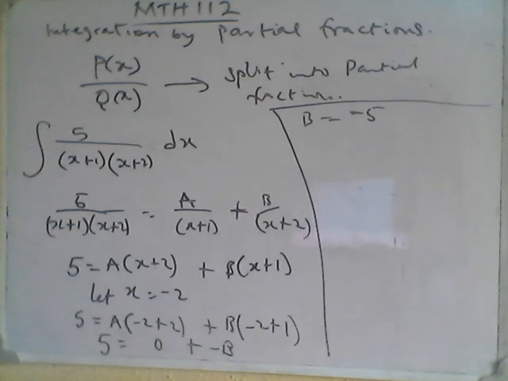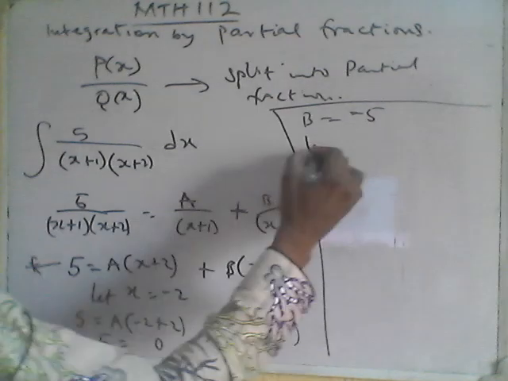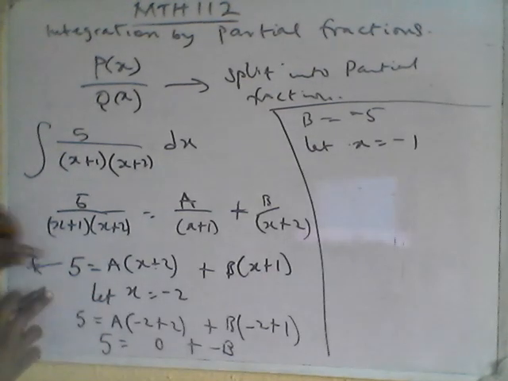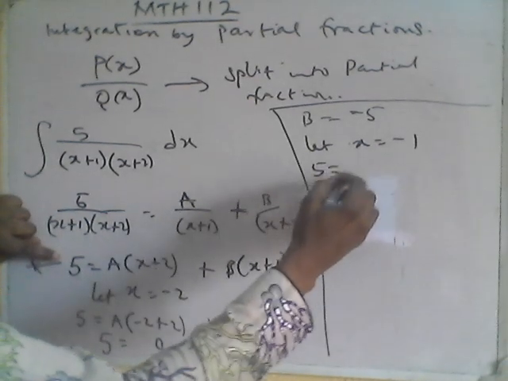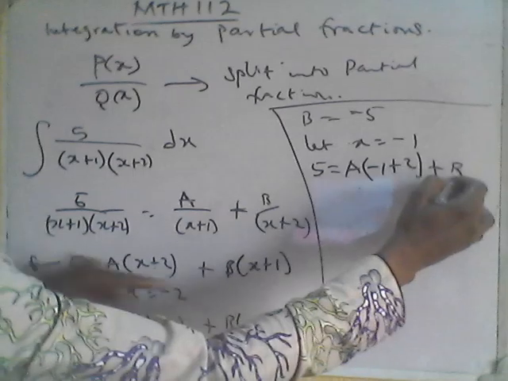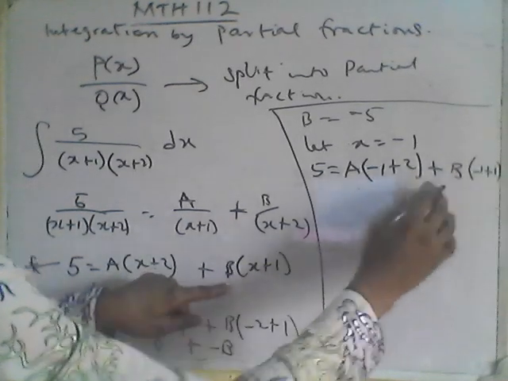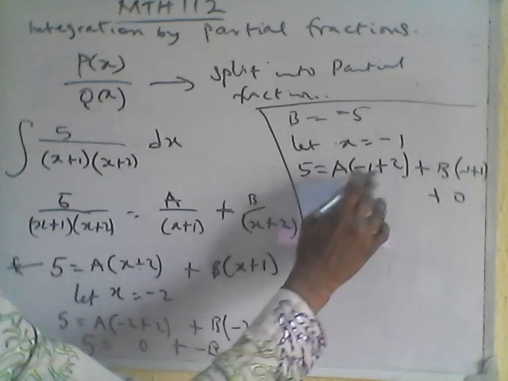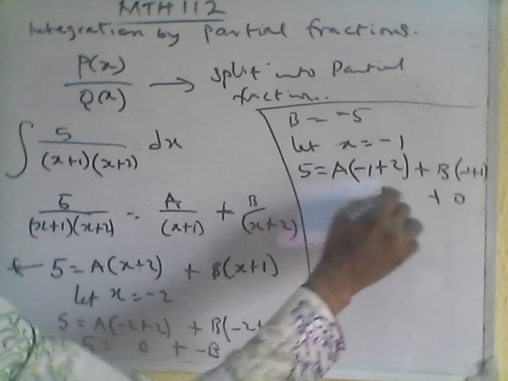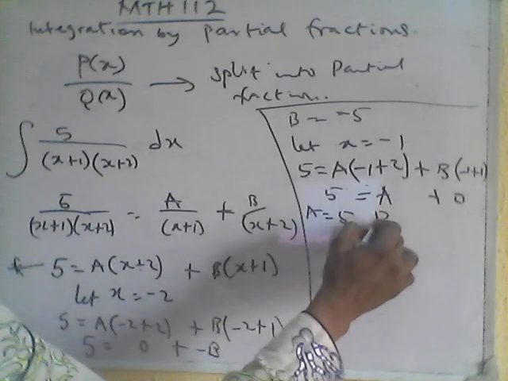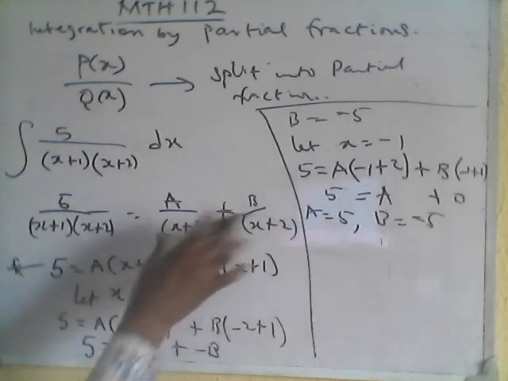Again, I go back to this expression. What will I do to this side to make it 0? I will say let x be minus 1. Again, I put it here. I say 5 is equal to a, open bracket, minus 1 plus 2, then plus b, open bracket, minus 1 plus 1. So here it becomes 0. Here it becomes 1. That's a, right? 5. So a is equal to 5, and b is equal to minus 5. So I've gotten what these two are.